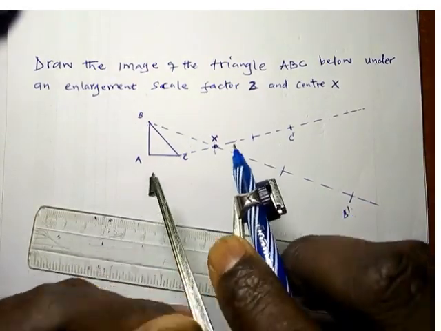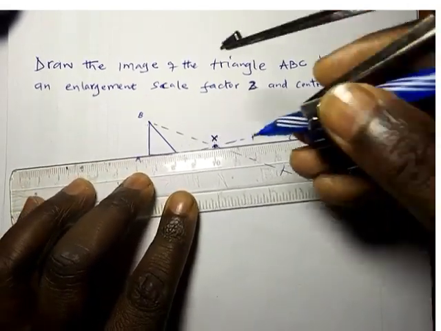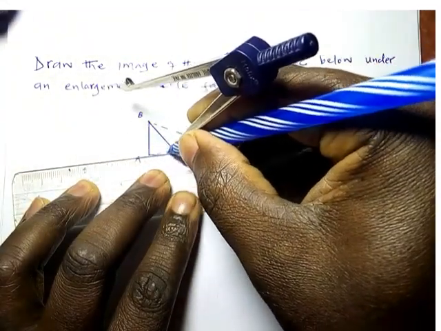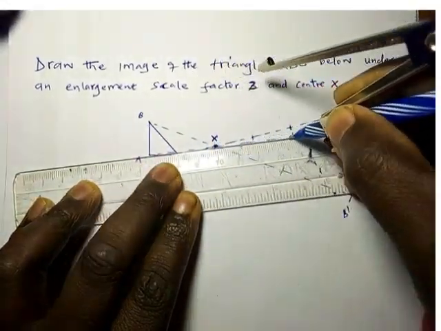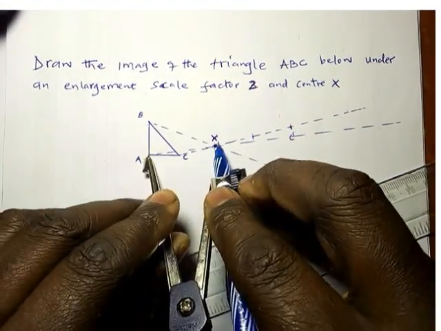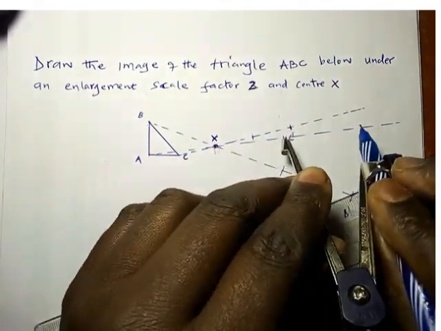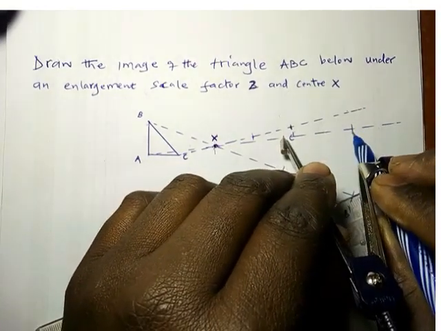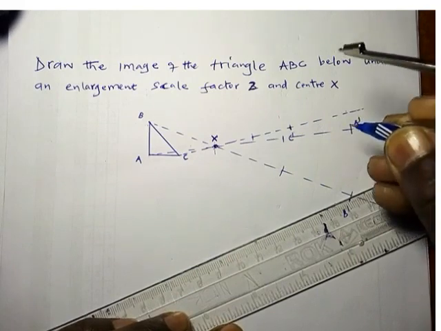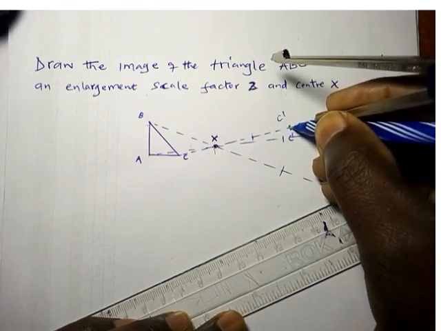And then you do the same with A to the center. Draw a dotted line that will go through, and then measure the distance from A to the center, and then now measure that once, twice because the scale factor is 2. So our A prime is going to be here. So our C prime was here, C prime is here, our B prime.